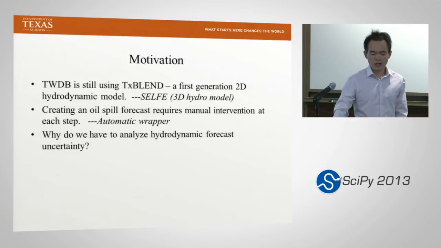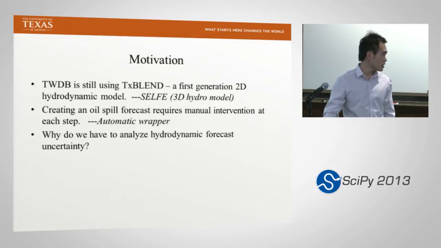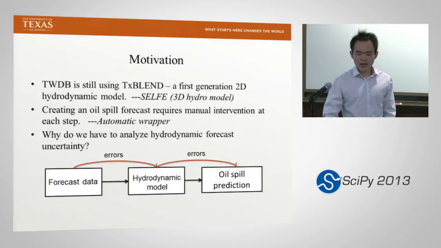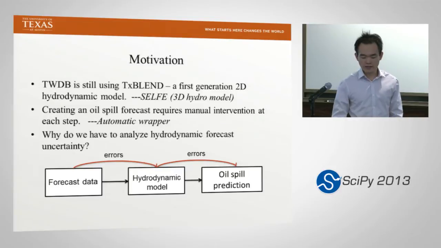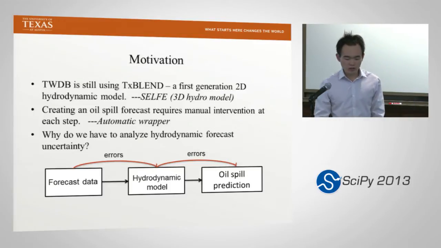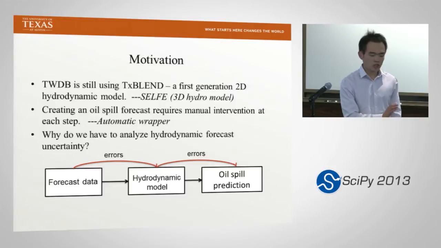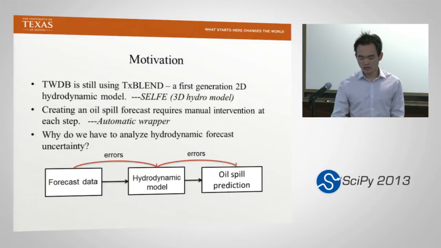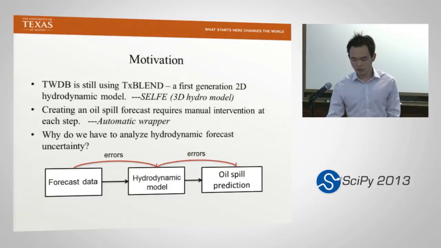We also made a further step to analyze the hydrodynamic forecast uncertainty. So why do we have to do this? Because any OSPU prediction is based on forecast data, and we all know that any forecast data contain some errors. We can also say that it contains uncertainty. So when the hydrodynamic model uses the forecast data, those errors may transfer to the hydrodynamic model. And eventually, those errors or uncertainty will transfer to the OSPU predictions when the OSPU model uses the results from the hydrodynamic model as its own input.